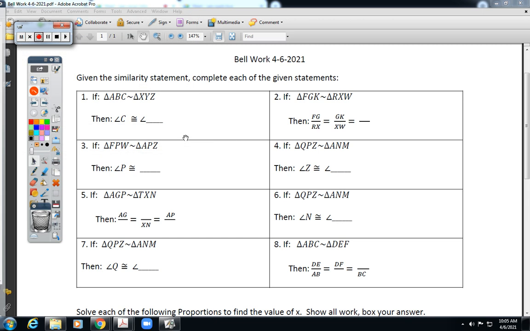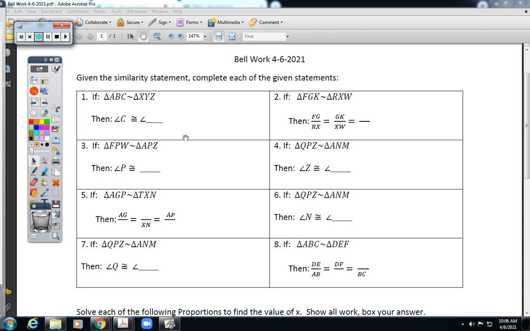Okay, so this first section here is dealing with what does a similarity statement tell us. Remember that a congruent statement tells us all sets of corresponding stuff, angles and sides, are congruent, right? But a similarity statement doesn't tell us that. It tells us that angles are congruent, but side lengths are proportional. Now, it looks to me like most of you did fairly well on this top section, okay?